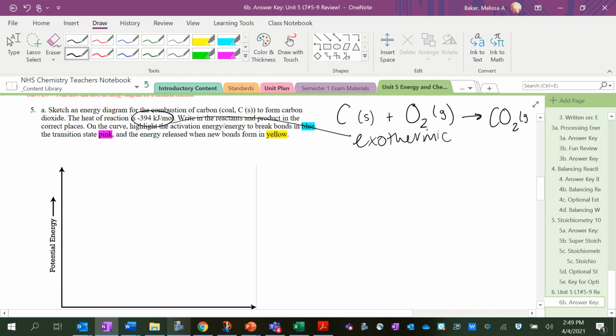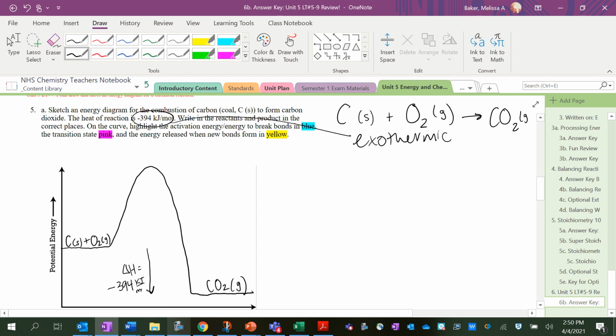So we have to know that the shape of an exothermic reaction is one that goes up and way down. We write out our reactants at the start, coal plus oxygen, and then we write out our products toward the right. Okay, the heat of reaction is the difference between the reactants and the products. So that's a negative 394 kilojoules per mole.